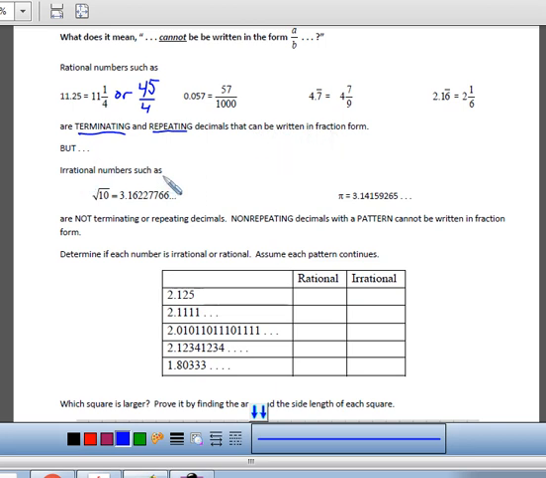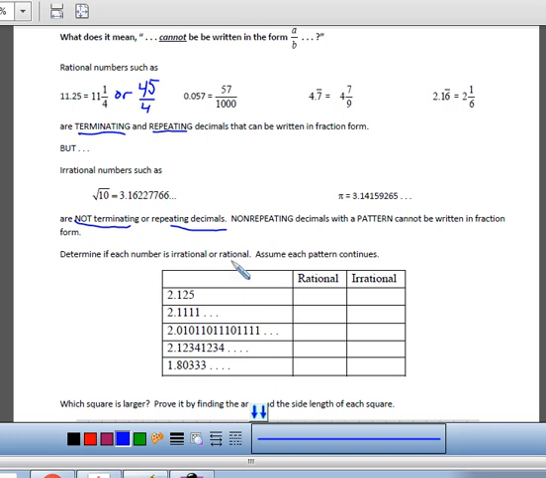But irrational numbers, such as the square root of 10, which is 3.16227766, notice there's a pattern there. But this cannot be written as a nice fraction. And then remember I talked about pi. Pi is a never-ending number as well. All right, so when I look down here, I have some examples in the table. So by the way, these are not terminating or repeating decimals. Non-repeating decimals with a pattern cannot be written in fraction form.